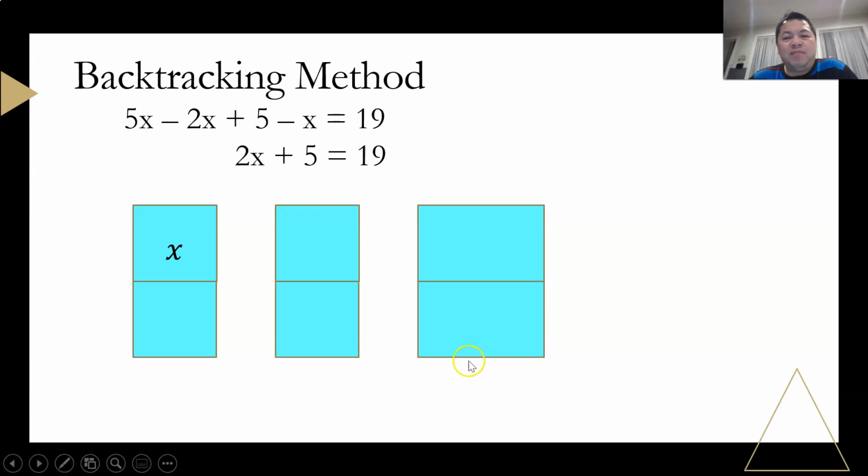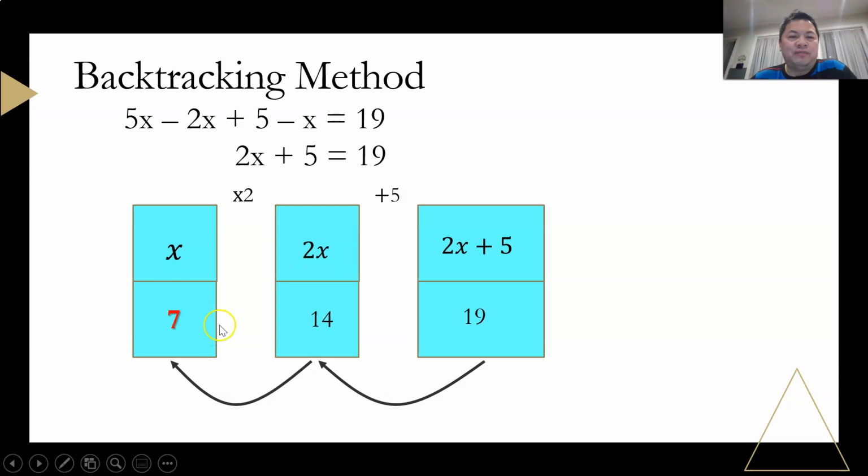So using the same backtracking method here, to get 2x, I have to multiply by 2. I get 2x. So to get 2x plus 5, I have to plus 5 here. That's how I get 2x plus 5. So again, I substitute the answer here, 19. I work backwards. Instead of plus 5, I minus 5, I get 14. 14, instead of times 2, I divide by 2. That's how I get 7. If you don't believe, again, you check the answer. 2 times 7 is 14. 14 plus 5 is 19. And that's the correct answer.